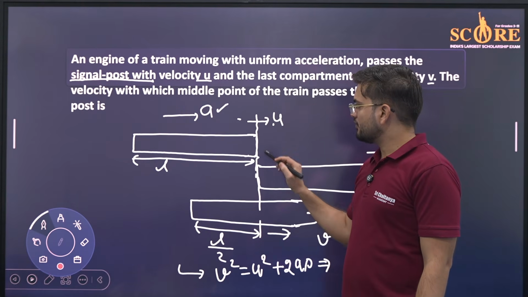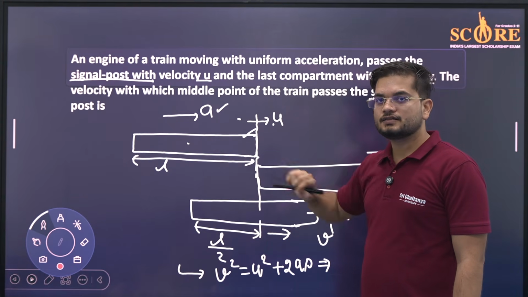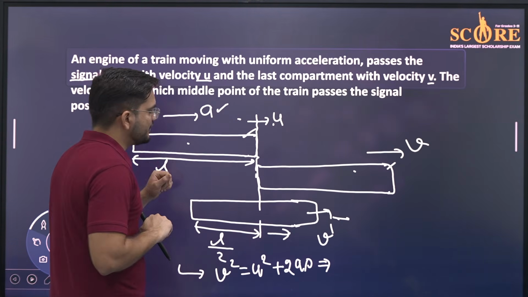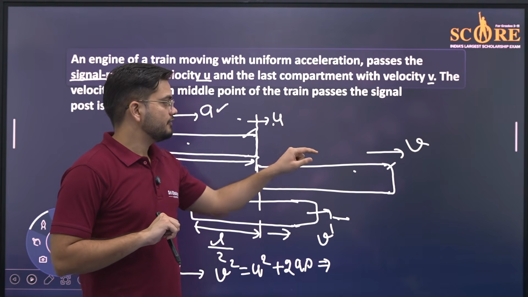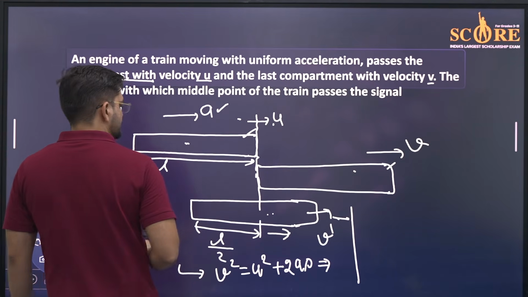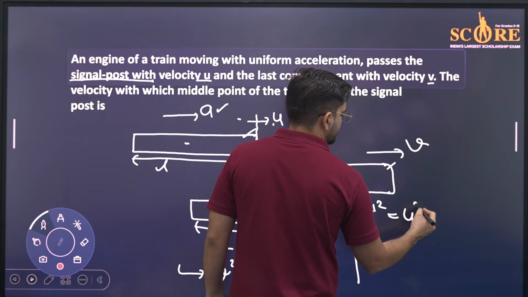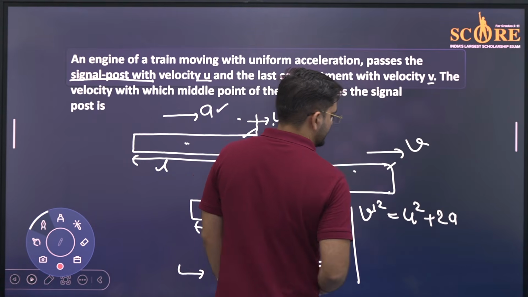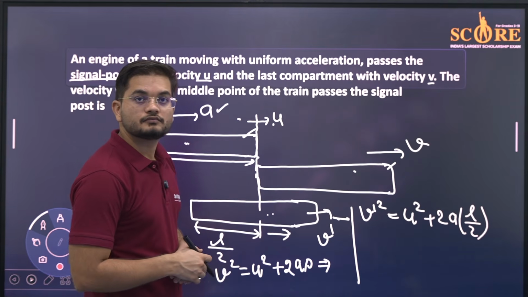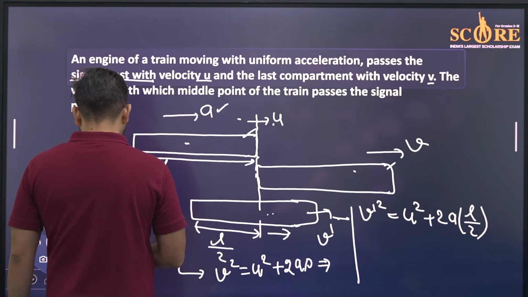If we use this formula for this motion, if we consider this the initial position and this the final position, the displacement will be L, final velocity will be v, initial velocity u. We can write the equation: final velocity v dash square is equal to initial velocity u square plus 2a, and the displacement is L by 2. Clear?